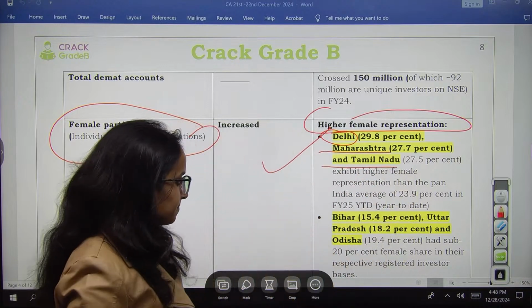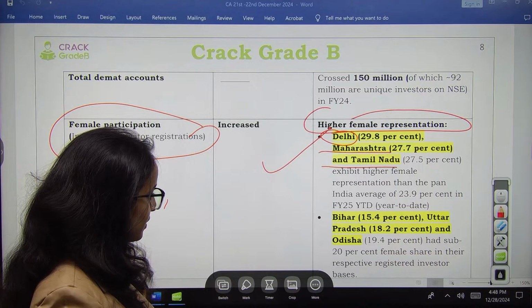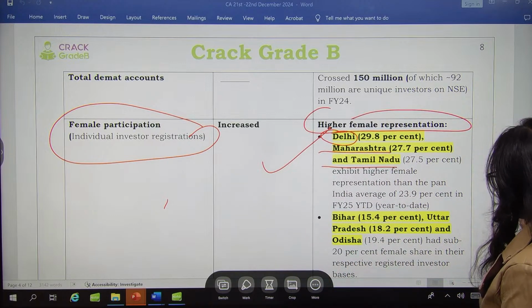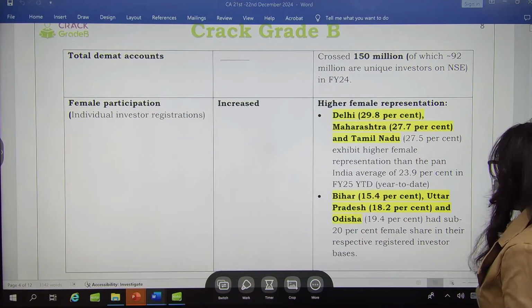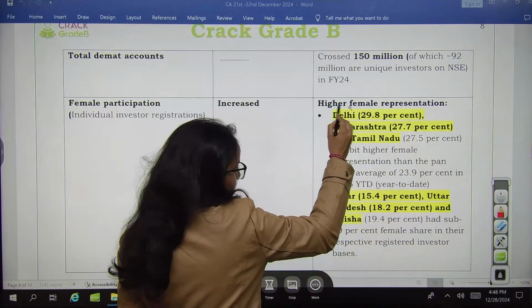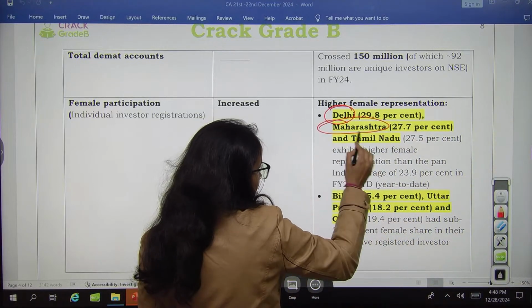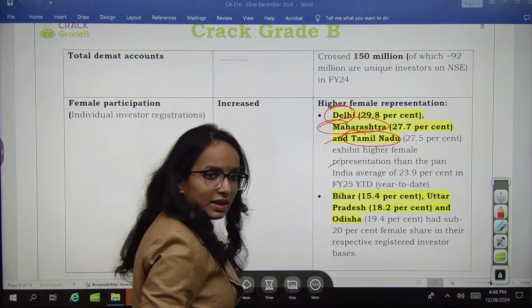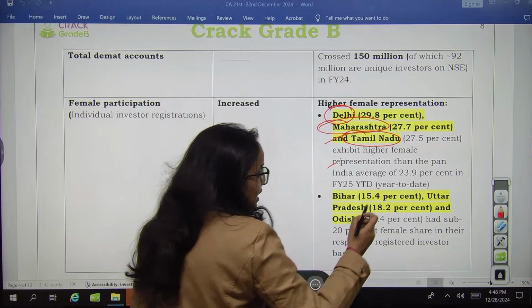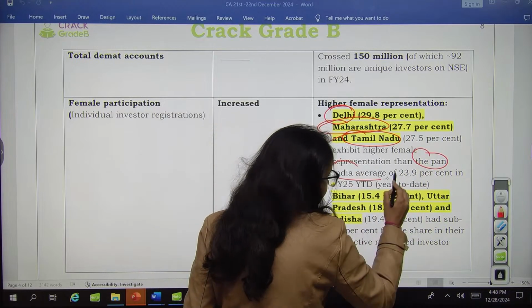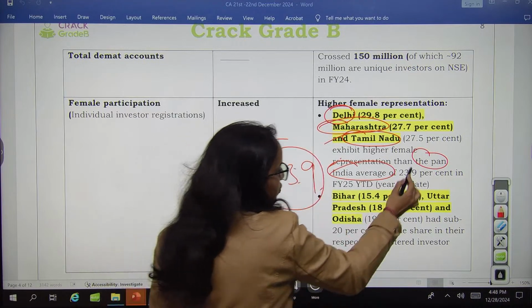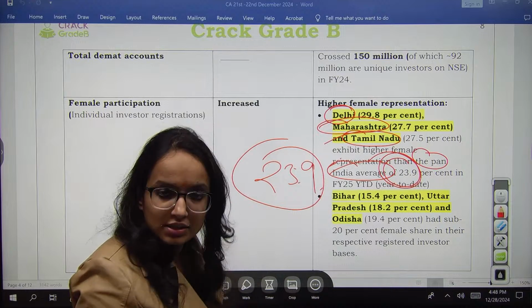And if you see, Delhi, Maharashtra and Tamil Nadu, the UT of Delhi and the states of Maharashtra and Tamil Nadu, they have high female representation in the investor category, higher than the all India average of 23.9%. So the all India average is 23.9. They are having more than this, right?